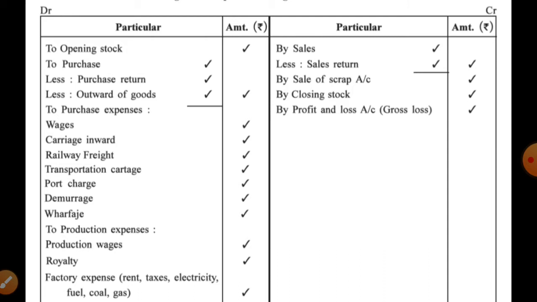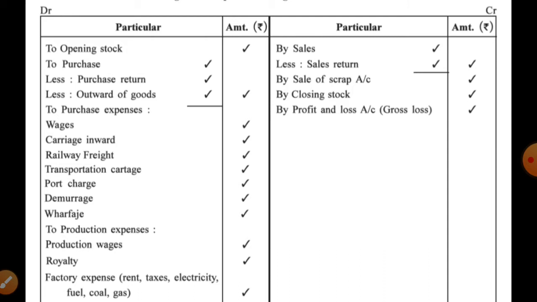In the same way, wharfage is also a kind of charge that is levied on goods for not removing the goods from the railway department. Even after the expiry, there is a certain time limit. During that time limit only, you have to collect the goods from either the railway department or the shipping department. But if you do not collect the goods within the given time limit, then an extra charge is collected by that particular railway department or shipping department.